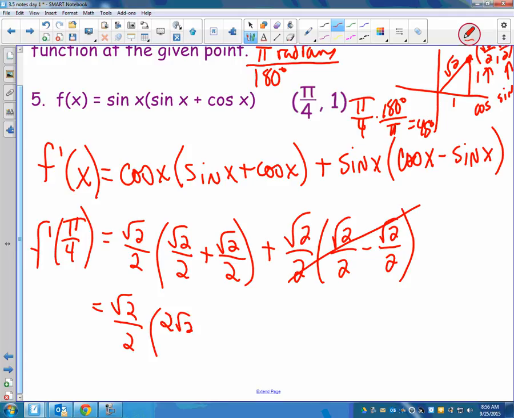2 radical 2 over 2 is just radical 2. Yeah, that's what I was going to say. So then what would radical 2 over 2 times radical 2 be? 1. If you get radical 4 over 2, which is really just 2 over 2, which is really just 1. Like all that work and the slope is 1, the derivative is 1.